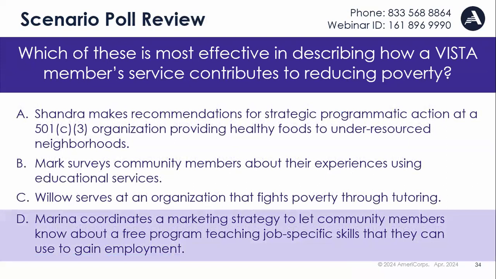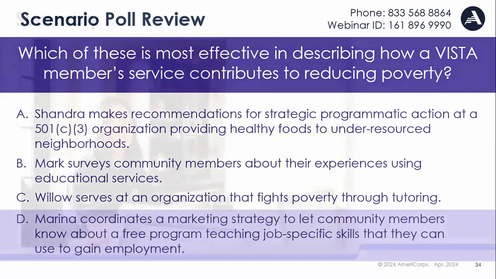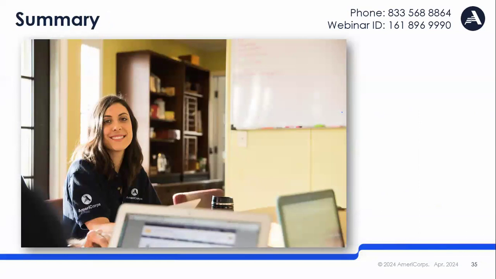And wow, that's really great. 75% got that correct. The correct answer here is D. Great job. Now, Marina coordinates a marketing strategy to let community members know about a free program teaching job-specific skills that they can use to gain employment. Now, while some of the other options do include details about VISTA member service and how it contributes to reducing poverty, option D here, it really is the most clear. It's jargon-free in the answer. It doesn't include that 501c3 that some people may not be aware of. And it provides the most direct details about the VISTA members' role and its impact. Kind of a tough one there, but y'all did great. Thanks so much for your participation.